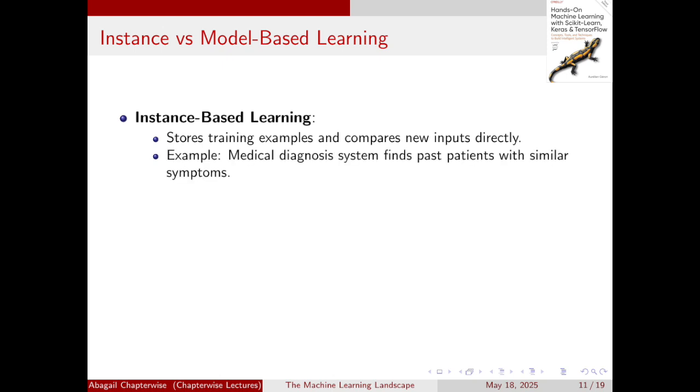For example, imagine a medical diagnosis system that stores past patient records. When a new patient arrives, it searches for patients with similar symptoms and makes a prediction based on the outcomes of those similar cases. This process relies on a similarity function, such as Euclidean distance, which measures straight-line distance between points, or cosine similarity, which compares angles between feature vectors.